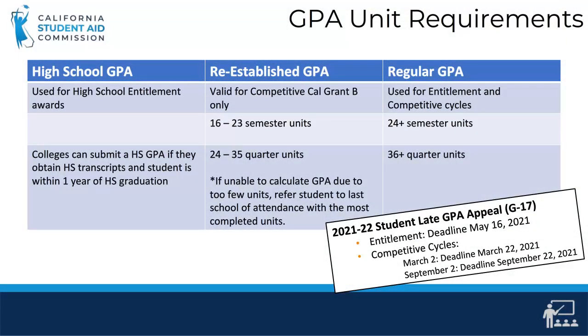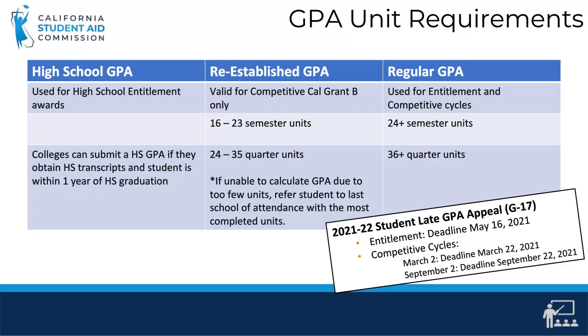There are various GPA types that students can submit for Cal Grant consideration. In order to be considered for the High School Entitlement Cal Grant, current high school seniors and students who graduated from high school the year prior will need to have their high school GPAs submitted. The exception to this are students who are eligible for the Cal Grant B for foster youth, whose applications do not need to meet the March 2nd deadline, but they do need to have their high school GPA submitted for consideration. Colleges can submit a high school GPA if they obtain high school transcripts and the student is within 1 year of high school graduation.